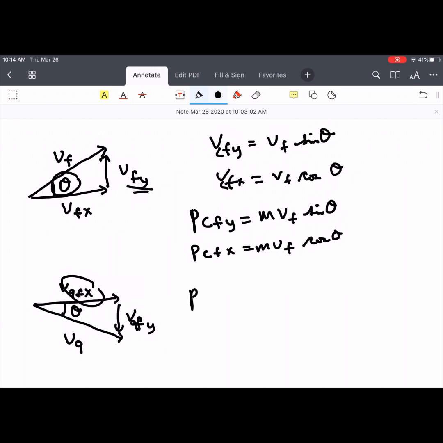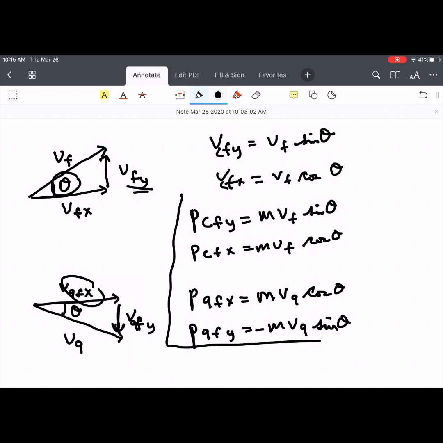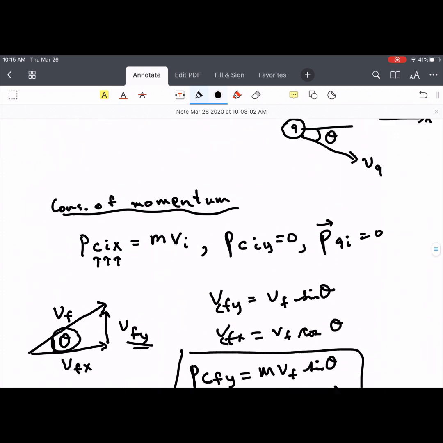So the momentum of the 9 ball final in the x direction is just the mass of the 9 ball times v9 times cosine of theta. Looks pretty much the same as the cue ball. And if we talk about the 9 ball in the y direction, it looks pretty much the same as the cue ball. So it's m v9 sine theta, but notice that it's moving down. So that's a negative sign. So here we go. Here are all my final momenta. Here's my only initial momentum. And then I simply need to equate them, component by component.